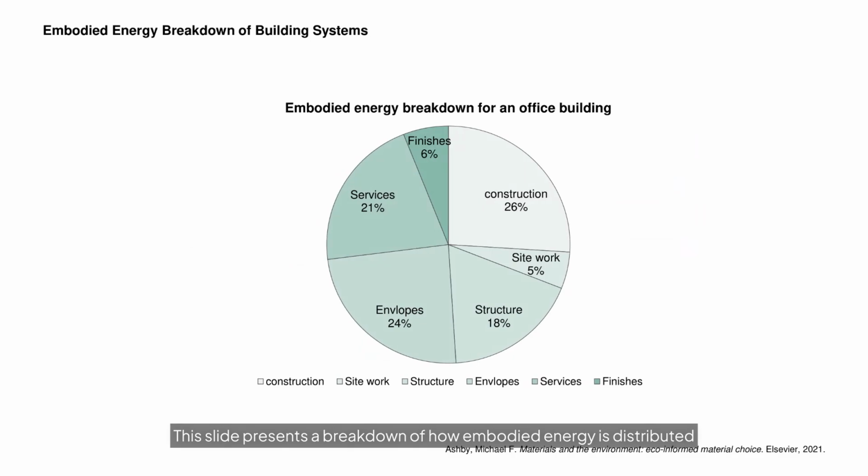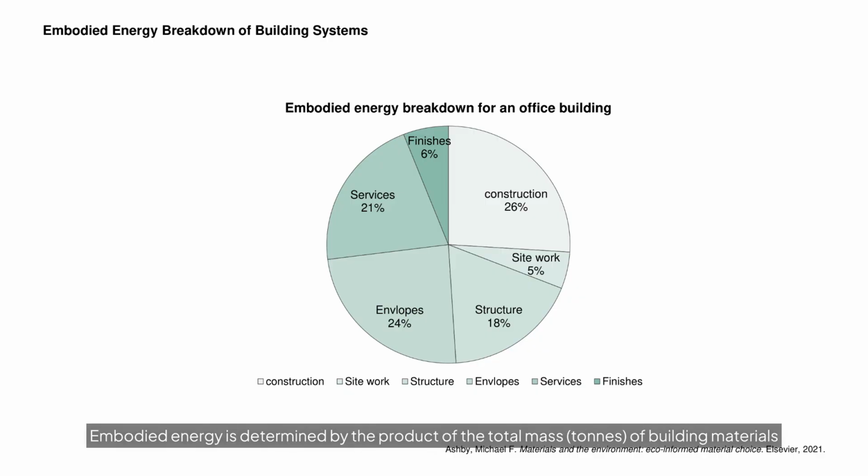This slide presents a breakdown of how embodied energy is distributed across the different building systems. In other words, it illustrates which building systems account for what portion of the total embodied energy used in an office building. Embodied energy is the total energy consumed from cradle to gate. In construction, it includes energy associated with raw material extraction, material fabrication and manufacturing, transportation, and related processes. The building enclosures contribute the most to embodied energy, followed by building service systems and structural systems.